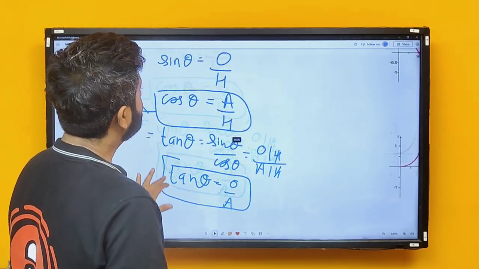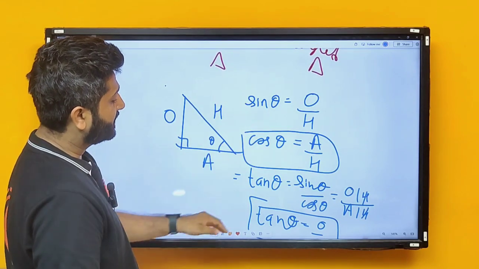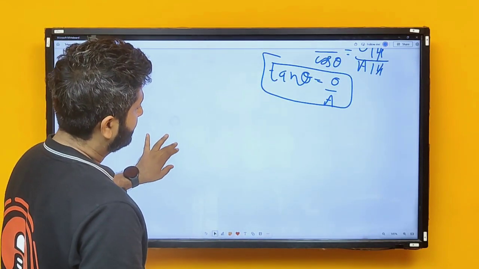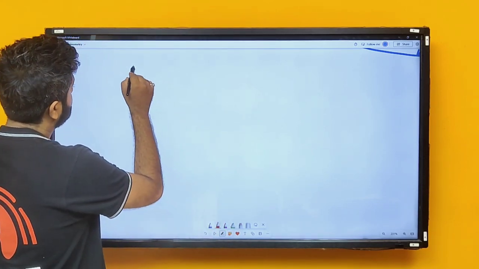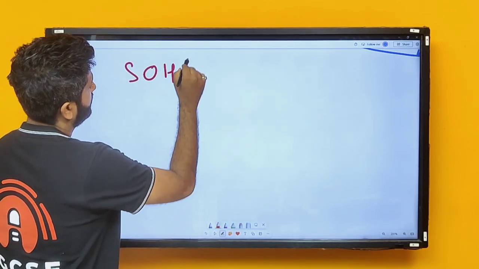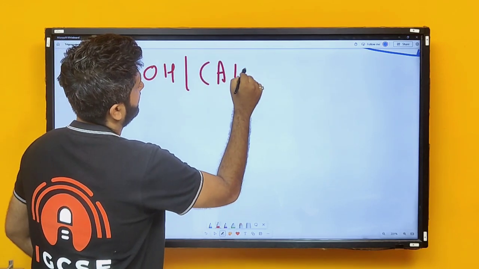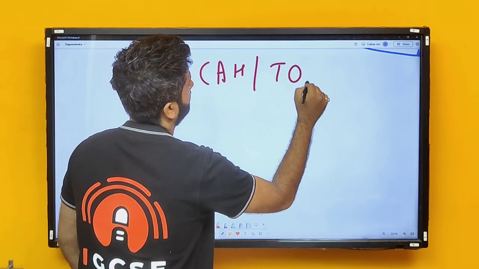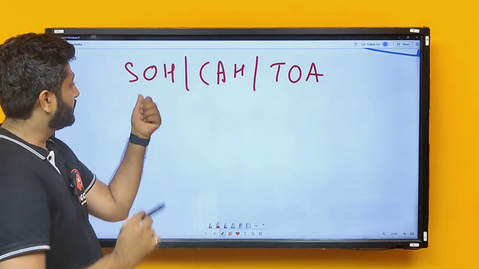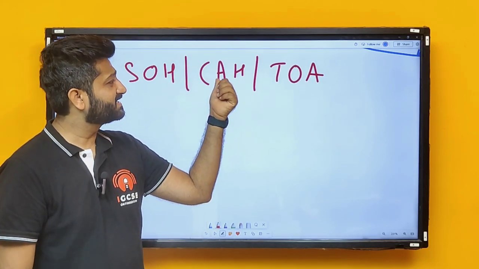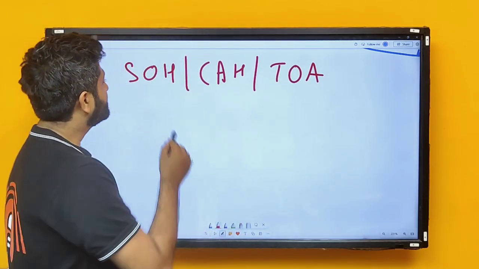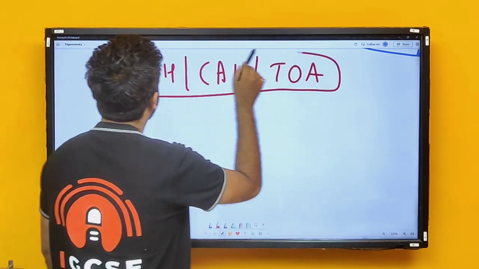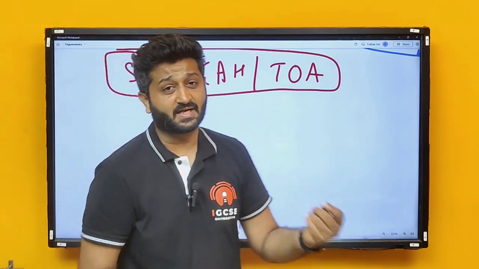Now in order to remember sine, cos and tan, there's a shortcut also. The shortcut is known as SOH CAH TOA. Sine is opposite by hypotenuse, cos is adjacent by hypotenuse and tan is opposite by adjacent. So this is a shortcut in which you can remember the formulas of sine, cos and tan.